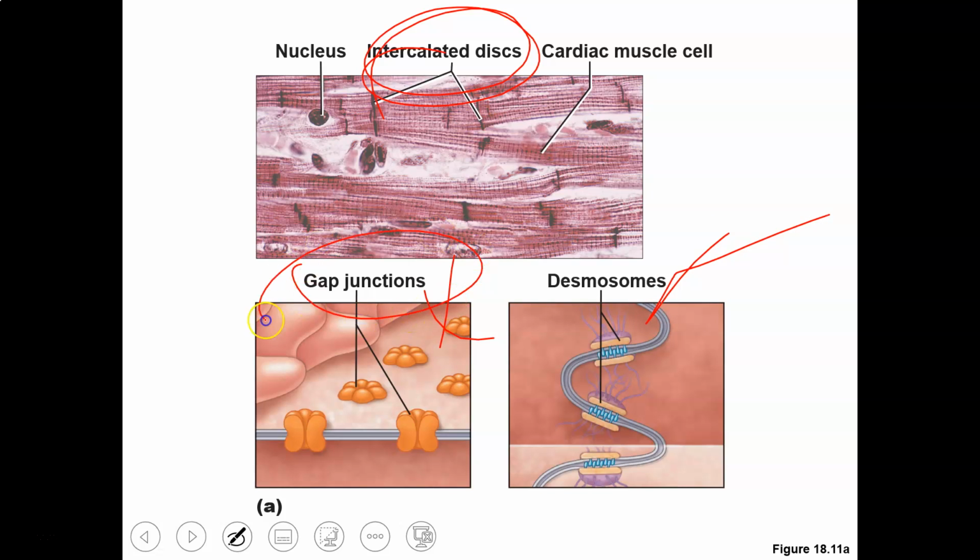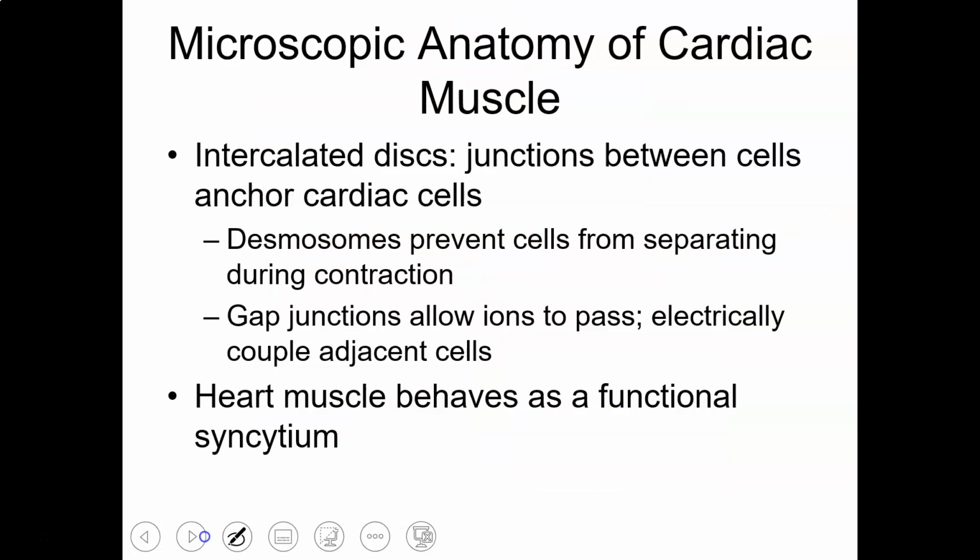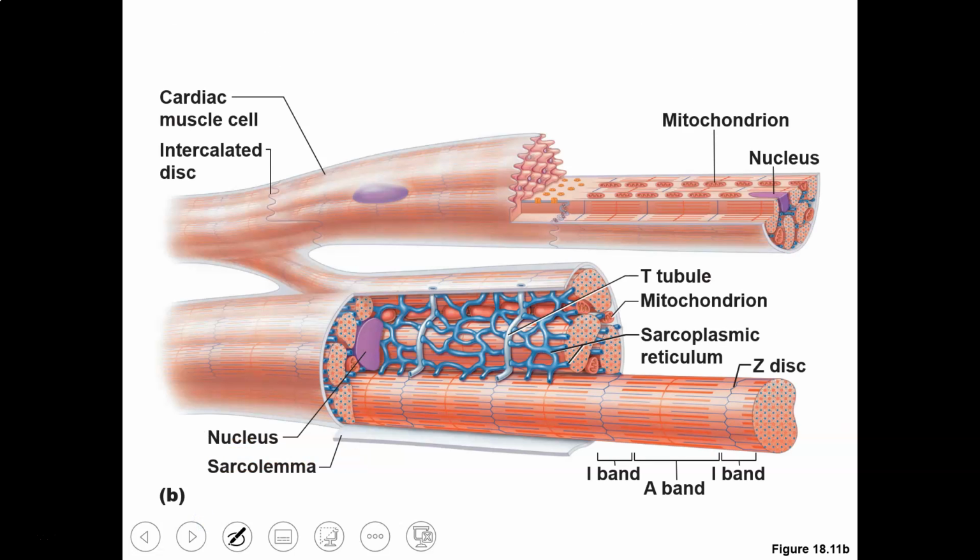Gap junctions are electrical connections between cells. Desmosomes are like spot welds between cells. Desmosomes keep the cells from moving apart. Gap junctions ensure that the electrical impulse travels from cell to cell. We say that the heart behaves as a functional syncytium. That means the heart acts like one big heart-shaped cell because all those cells are interconnected.